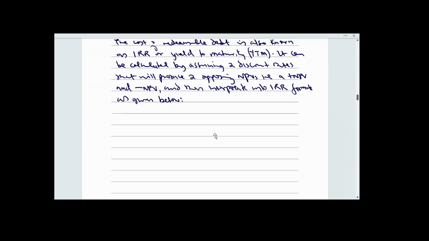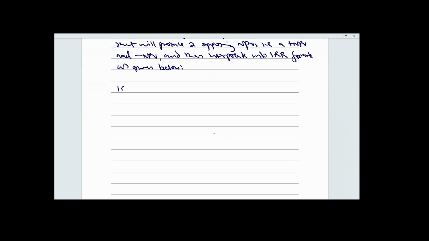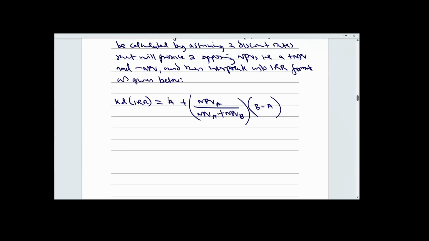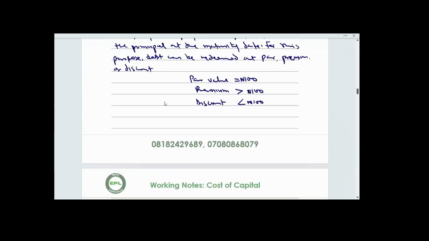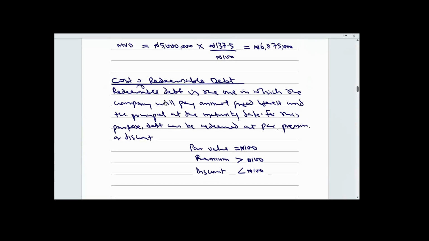So you already know this. The internal rate of return, KD, is calculated as the lower discount rate plus the NPV of the lower discount rate over the NPV of the lower plus the NPV of the higher, multiplied by the higher discount rate minus the lower discount rate. So this is the formula for calculating the cost of redeemable debt. Yeah, it's as simple as that.